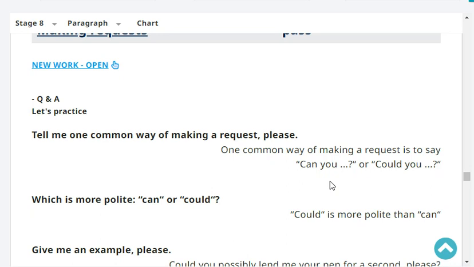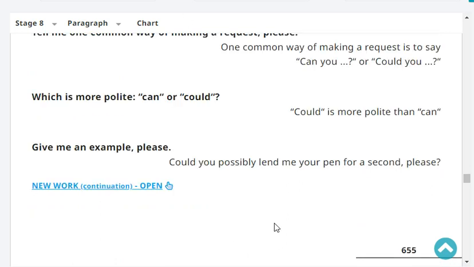One common way of making a request is to say can you or could you. Which is more polite, can or could?